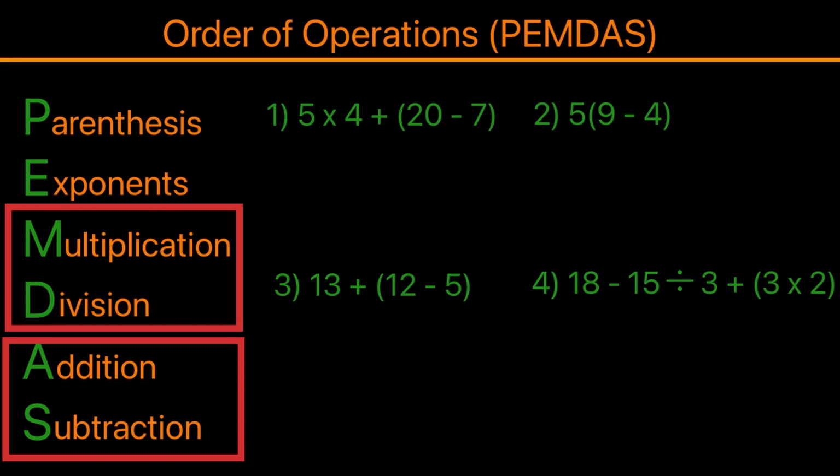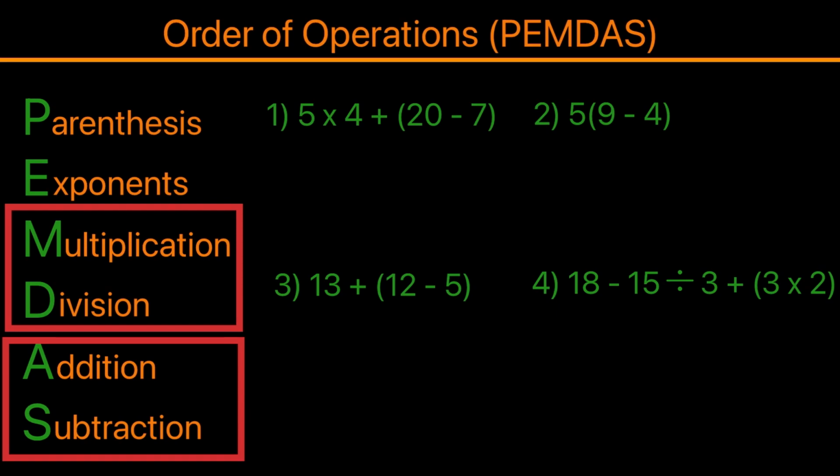If the equation has parentheses, then those need to go first. P stands for parentheses. And if you see exponents, that goes second. And if you see multiplication or division, that will come third. And then addition and subtraction come fourth. So let's take a look at the first example.